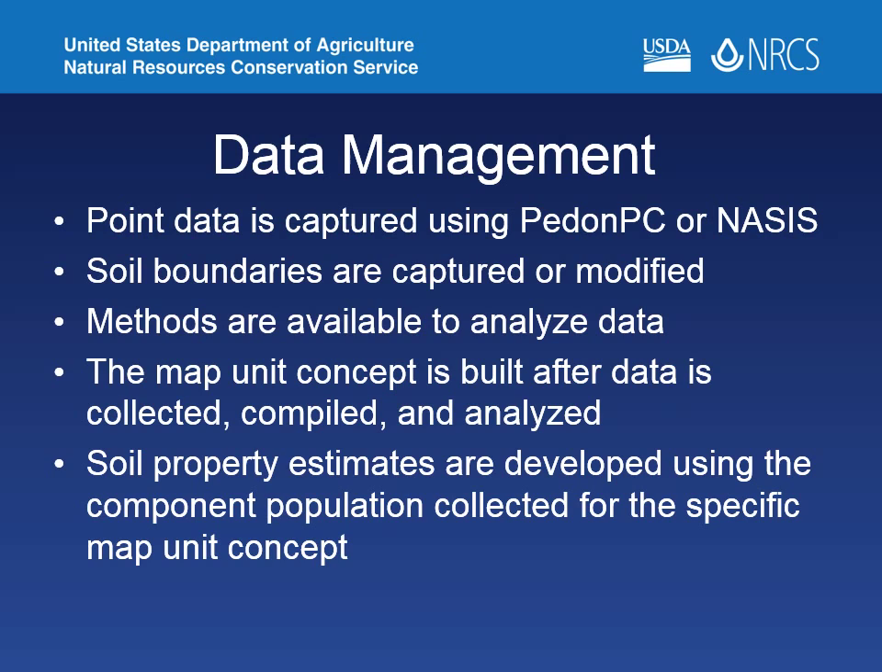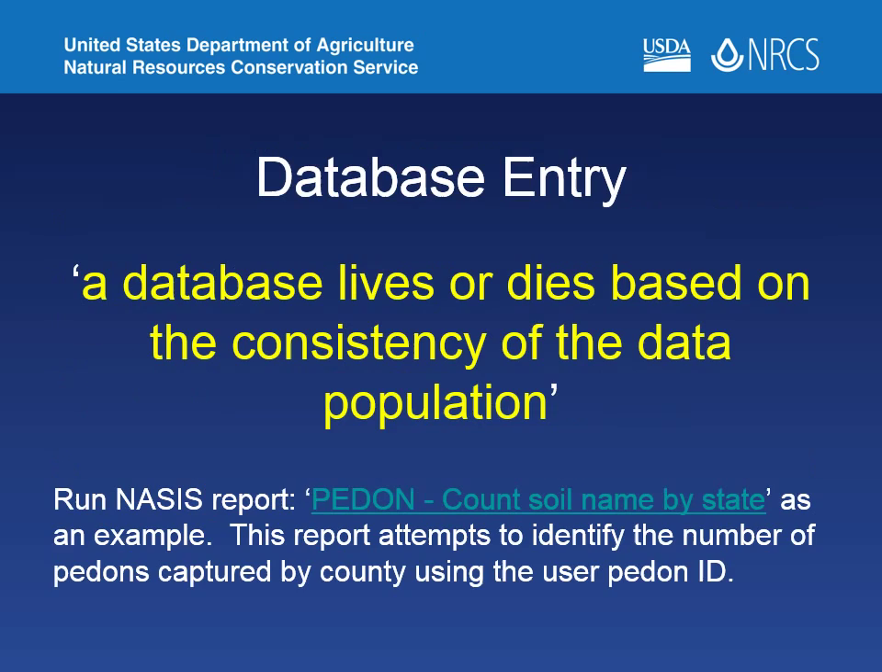And then you have to build this mapping concept after you've aggregated this data. You've collected it, you've compiled it and analyzed it, and now you have to make a decision on what this map unit is. And then remember, these soil properties are developed using the component population that's been collected. You're not going to see everything out there. You're most likely only going to see probably less than 1% of the entire population of all the pedons within that map unit. And so you have to be extremely careful about how you're presenting this information to the public as far as soil properties and soil interpretation.